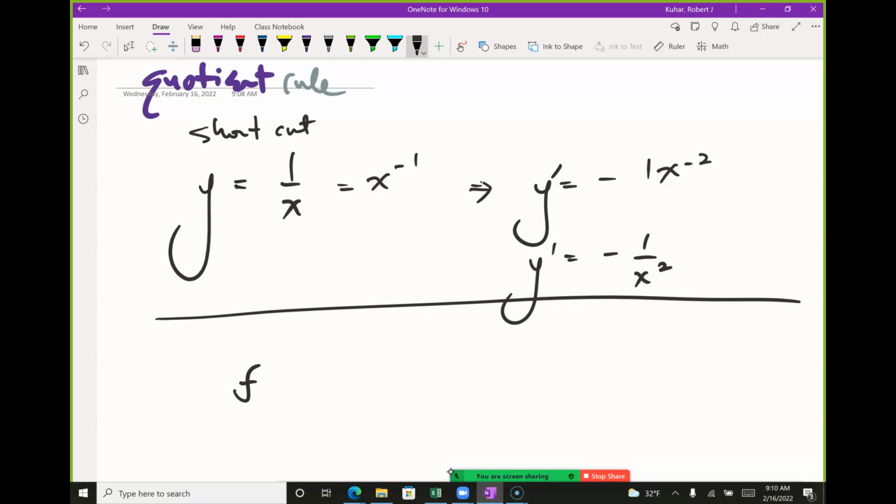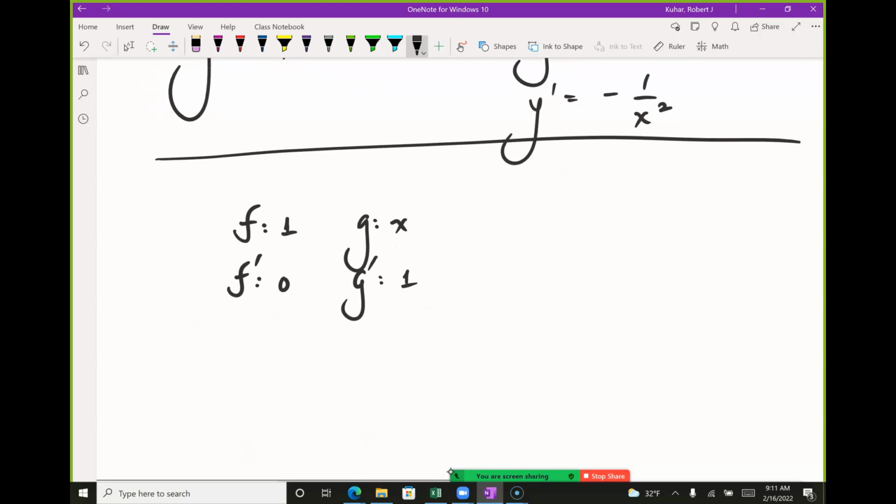So my first function, my numerator, is 1. The derivative of that is 0, right? The downstairs function is x, and the derivative of that is 1. I also need the downstairs squared, which is x squared.